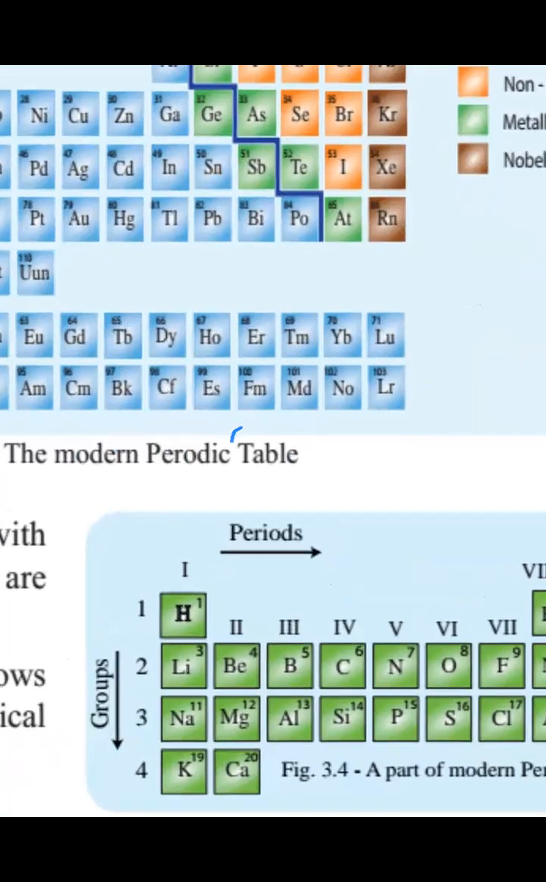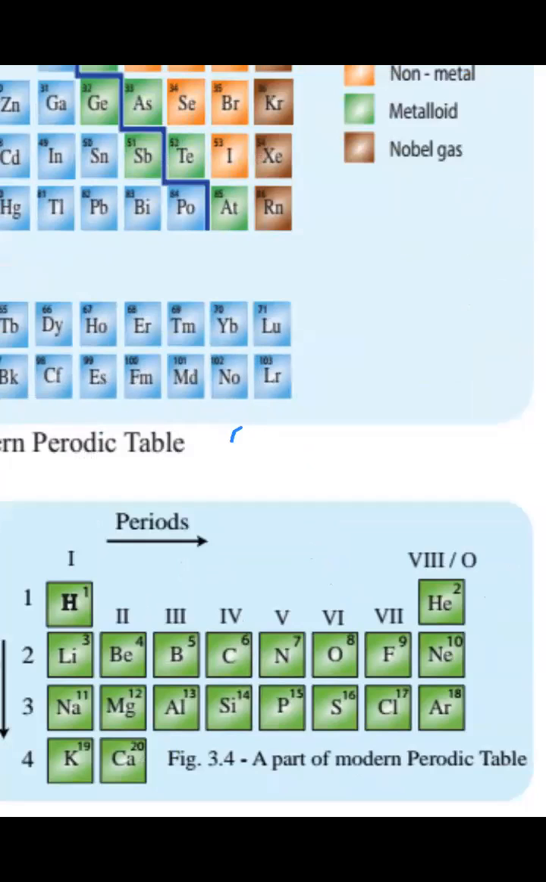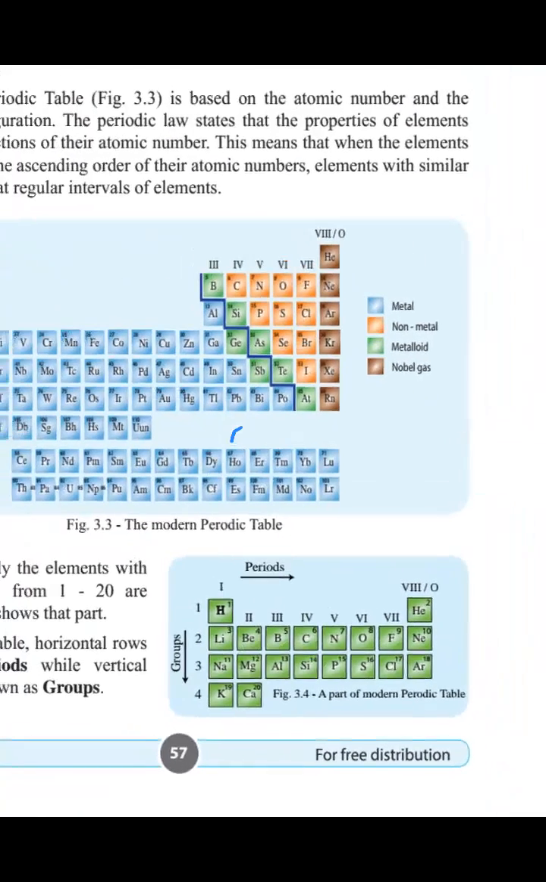So group 1: hydrogen, lithium, sodium, potassium. Group 2: beryllium, magnesium, calcium. Group 3: boron, aluminium. Group 4: carbon, silicon. Group 5: nitrogen, phosphorus. Group 6: oxygen, sulfur. Group 7: fluorine, chlorine. Group 8 or 0: helium, neon, argon. So these are the groups.